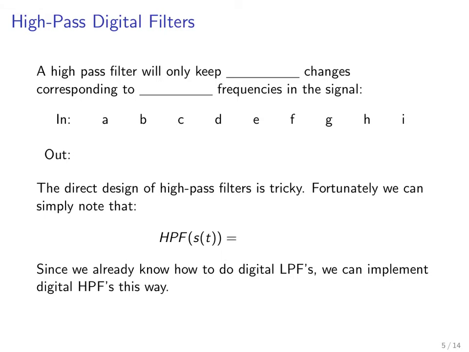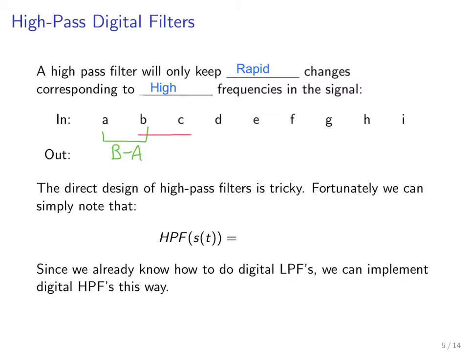So a high-pass filter is a filter that will only keep rapid changes corresponding to high frequencies in our signals. And we saw earlier that when we applied a high-pass filter to a square wave, we only got the changes in the signal. So intuitively what we might expect to get from a very simple high-pass filter might be the consecutive differences between samples, since that would be like an approximation of the derivative, right? So then this first output sample would be B minus A.